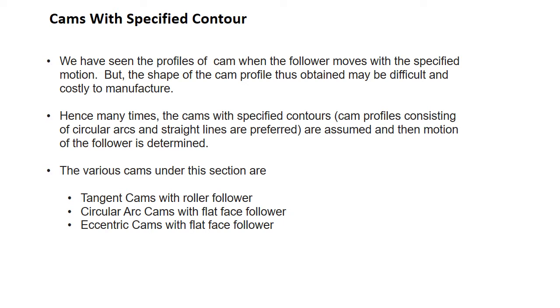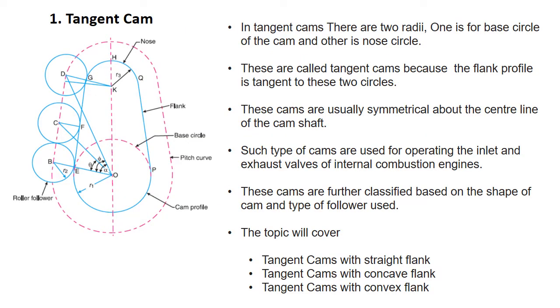Now, many times the cams with specified contour like circular cam or tangent cam are used, and the follower motion in such cases is determined. So we are going to see under this chapter the various types of cams like tangent cam with roller follower, circular arc cam with flat face follower, and eccentric cam with flat face follower. Let us start with tangent cam.